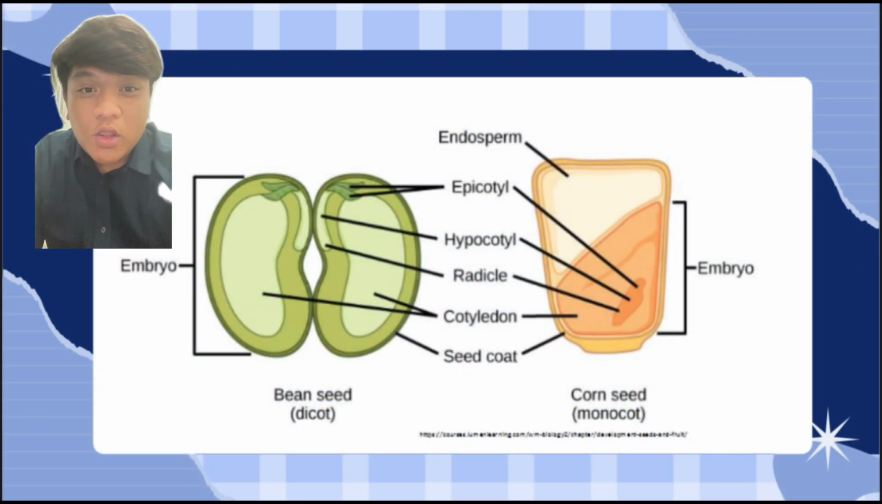In this photo, you will see all the main parts of a seed: the bean seed for dicot and corn seed for monocot.